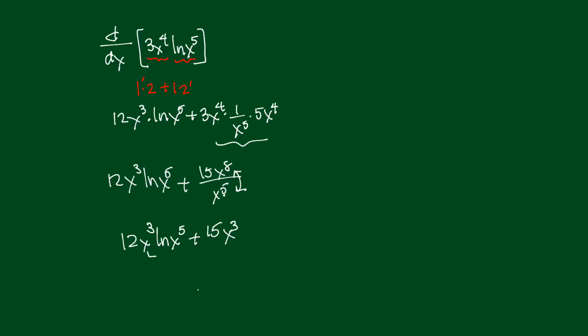Well, now it looks like I've got an x cubed here and an x cubed here, a 12 and a 15. We can take a 3 out, an x cubed out, so what's left? A 4 natural log of x to the fifth plus 3 into 15 is 5. There we go. I think that's it.